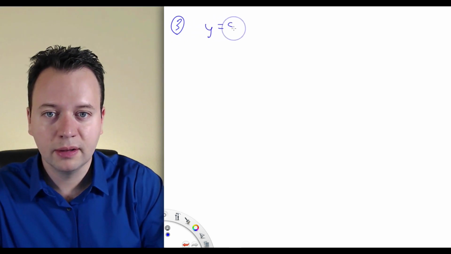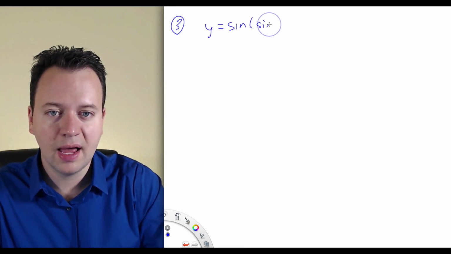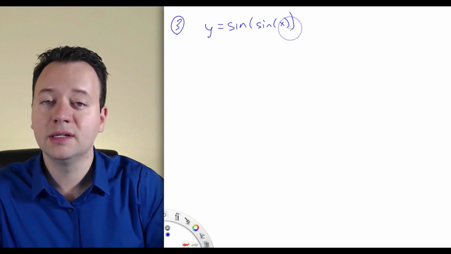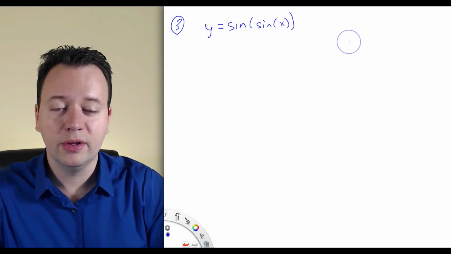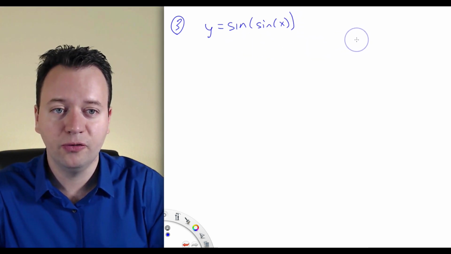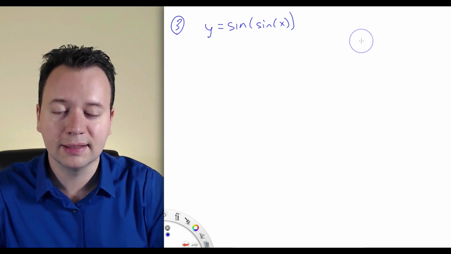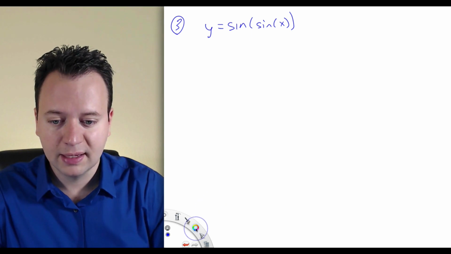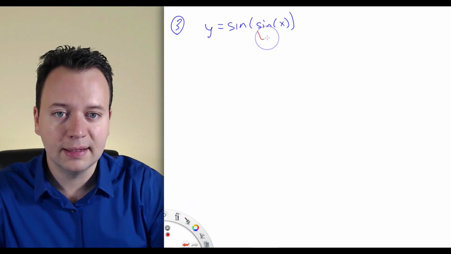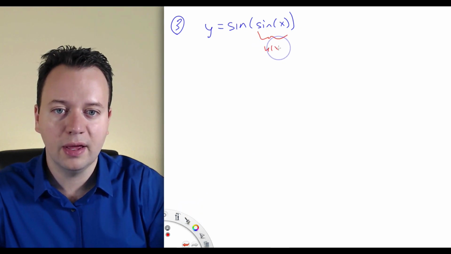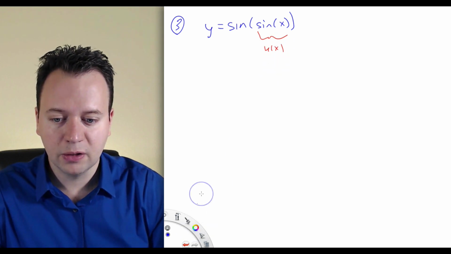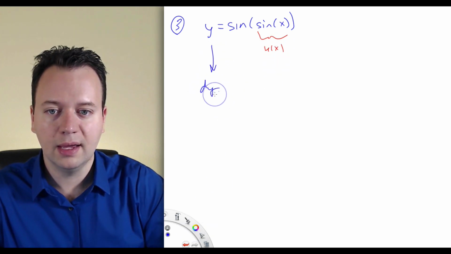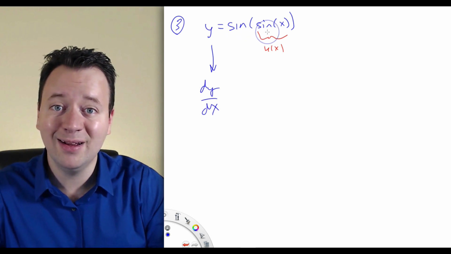Okay, our third example, we have the function sine of sine of x. This is actually very similar. It's the exact same rule that we used before. The derivative of sine of u of x is cosine of u of x times u prime of x. In this case, it's sine of x that's our inside function u of x. So when we take the derivative, we get dy dx. It's sine of something, right?